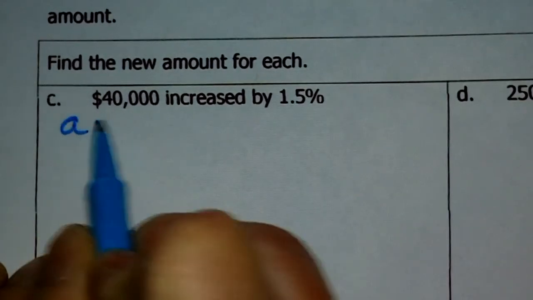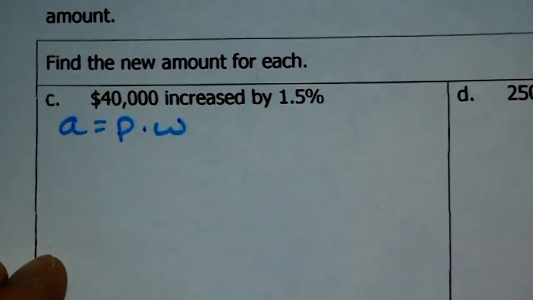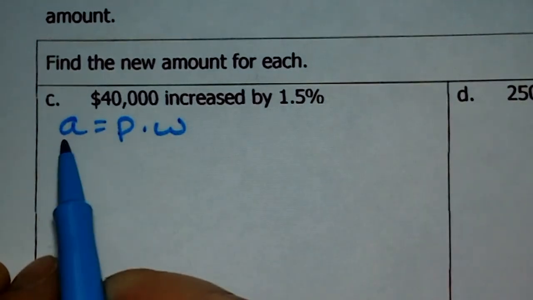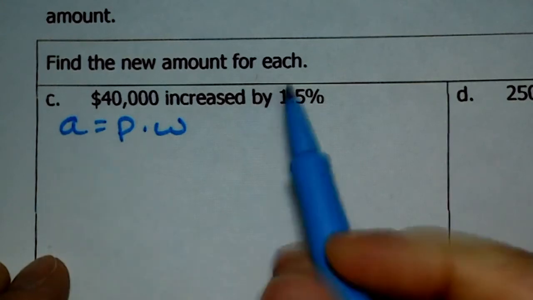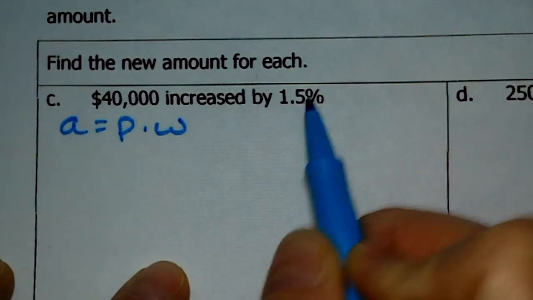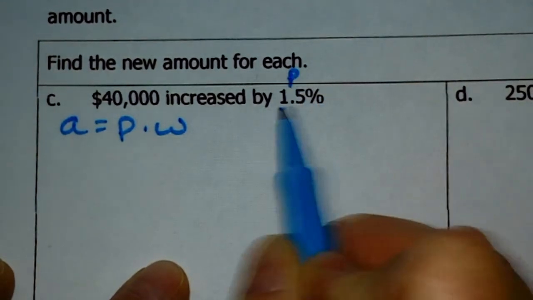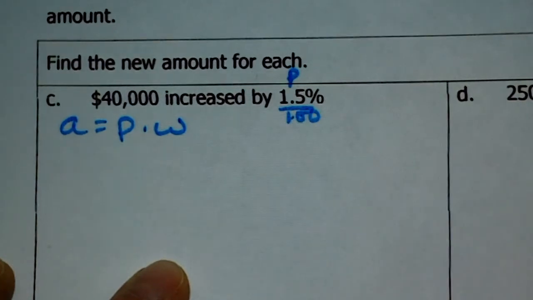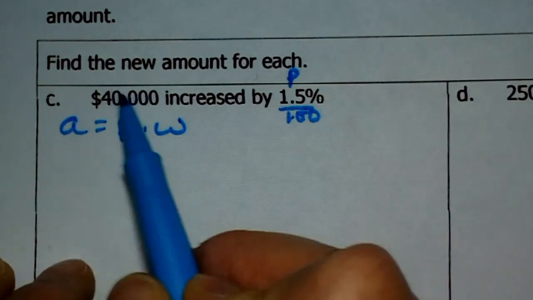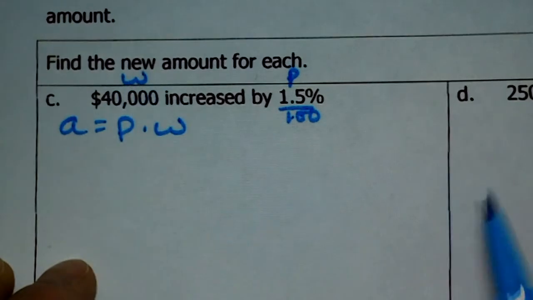And that new amount, doesn't that sound like A equals P times W to you? I hope so. So we're trying to figure out that new amount. We're trying to solve for A. It says 1.5%. That's the percent given. I have to divide it by 100 before I can plug it in. And this is the whole amount that you currently make. So that would be your W.